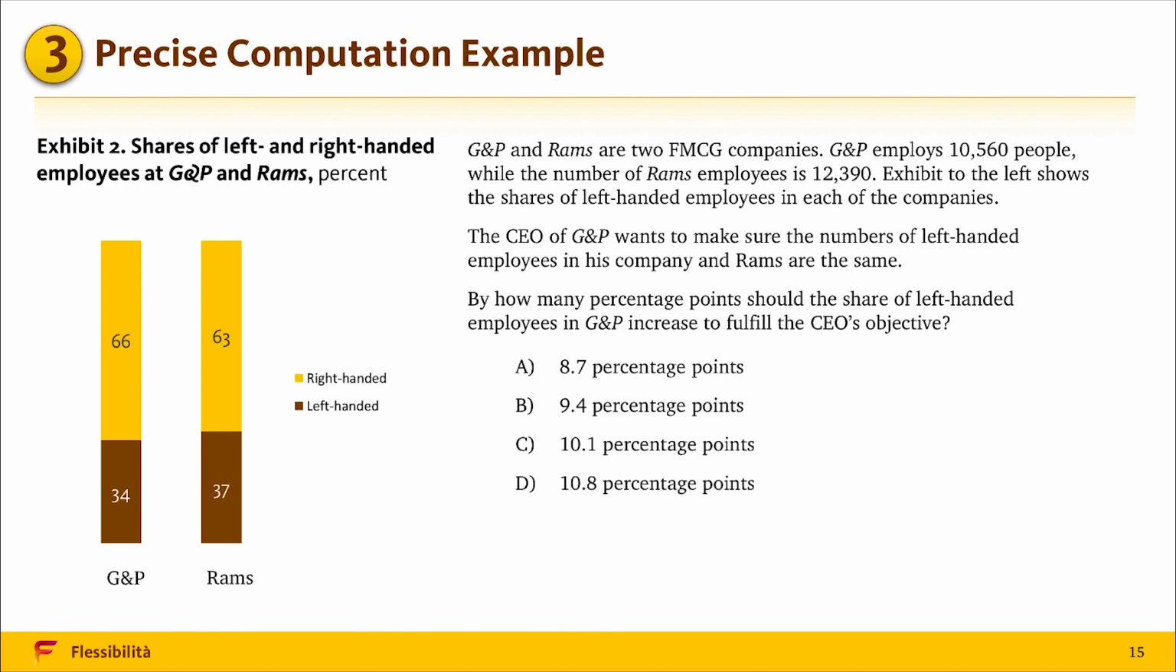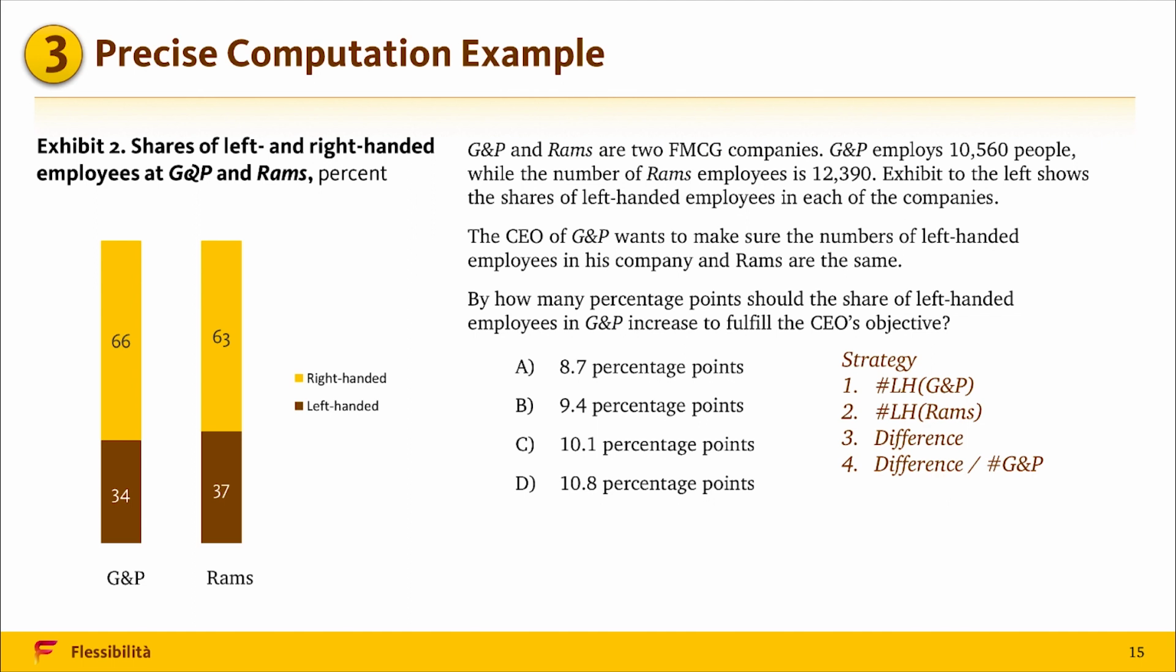Let us figure out the strategy first. Just like before, we need to compute the number of left-handed employees at GNP, the number of left-handed employees at RAMS, take the difference, and divide it by the number of employees at GNP. In the question before, we did not pay much attention to it. This time the calculations will be more time-consuming, and we cannot afford to go in the wrong direction.